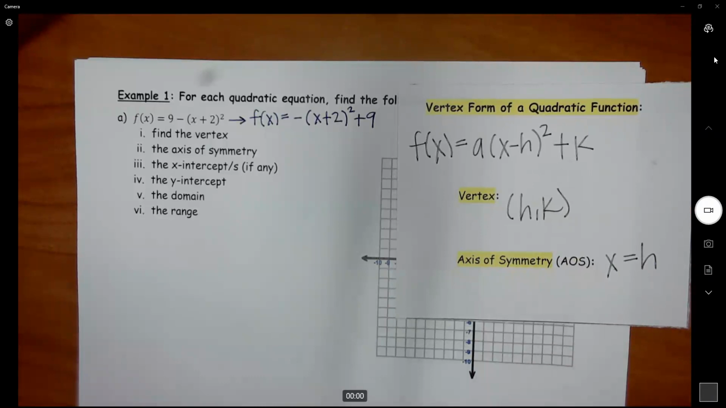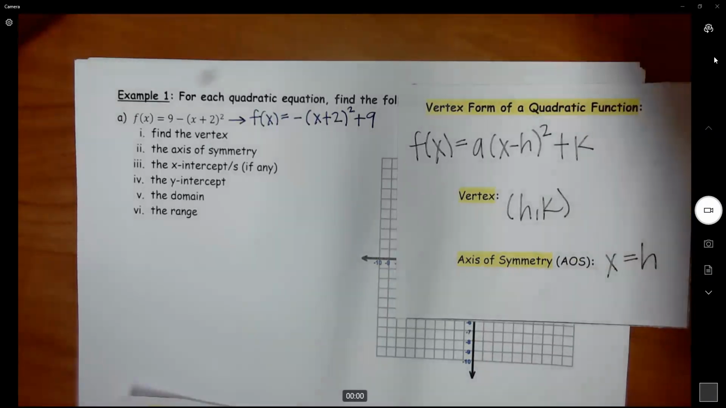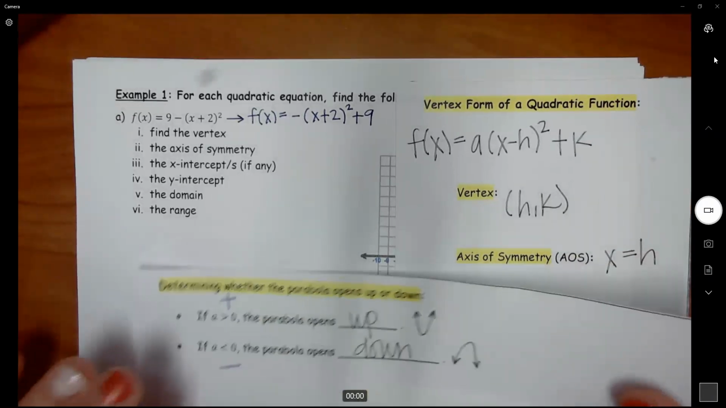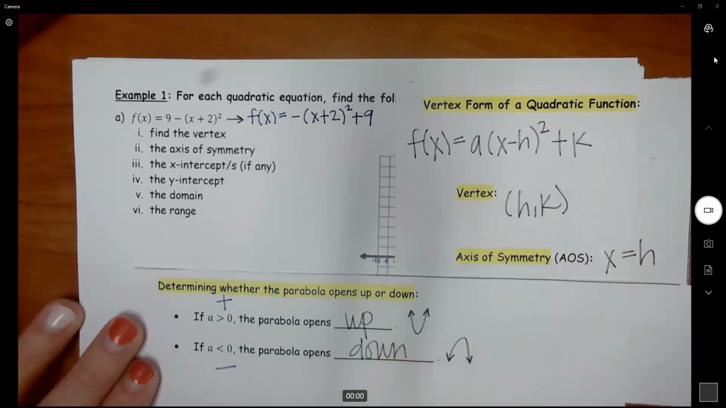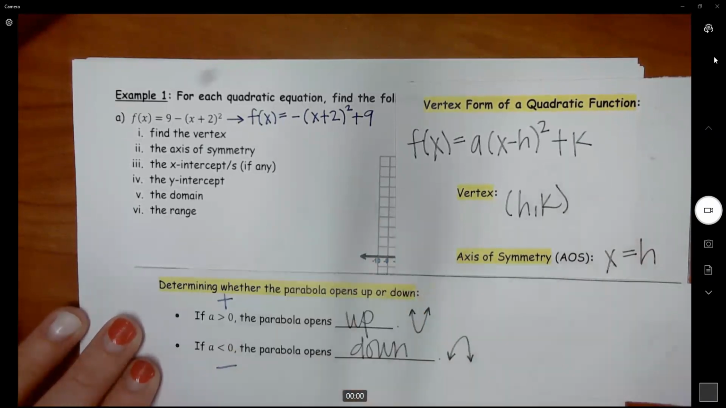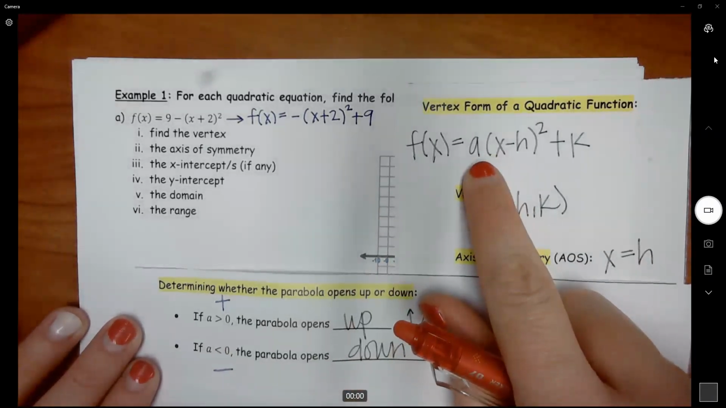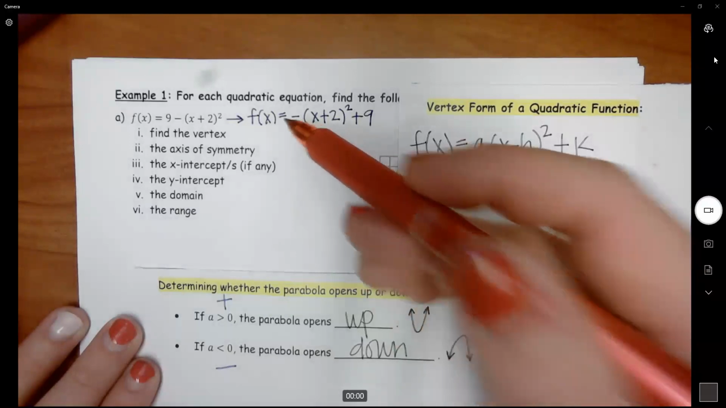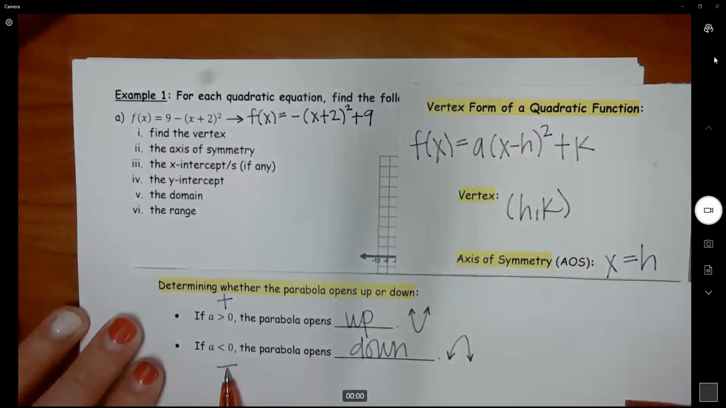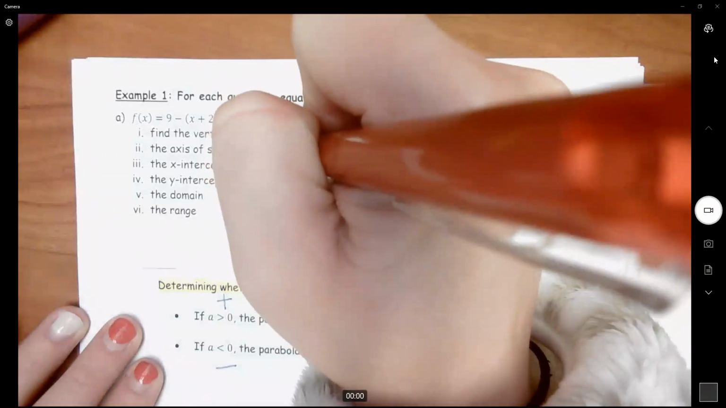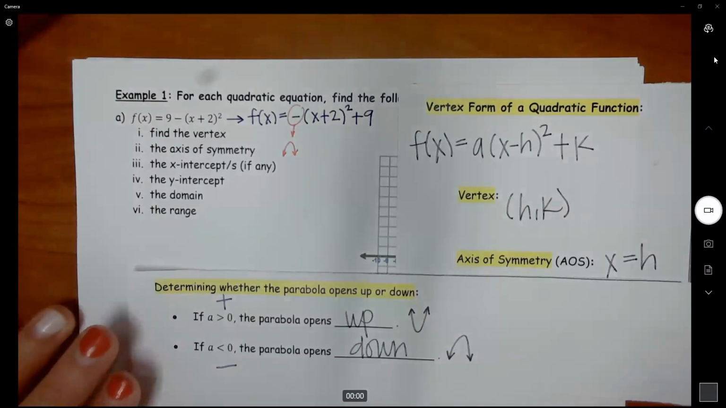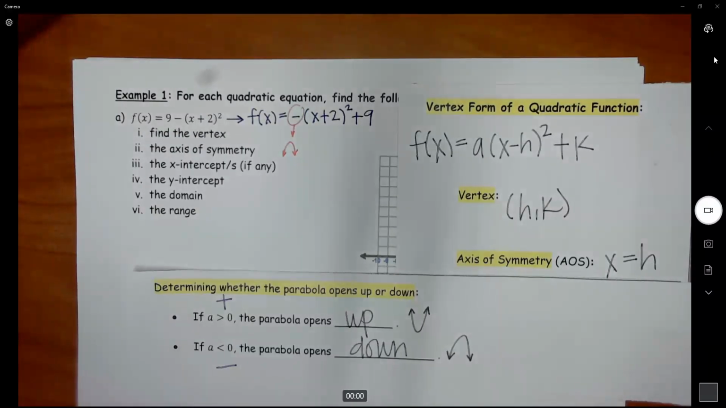It doesn't ask anything about whether this goes up or down, but let's talk about that real quick. It's good to look at this and determine if it opens up or down so you can check as you're graphing. My a right here, in this case, is -1. Because it is less than 0, or negative, this negative out front tells me that this parabola is going to open down. So let's keep that in mind.